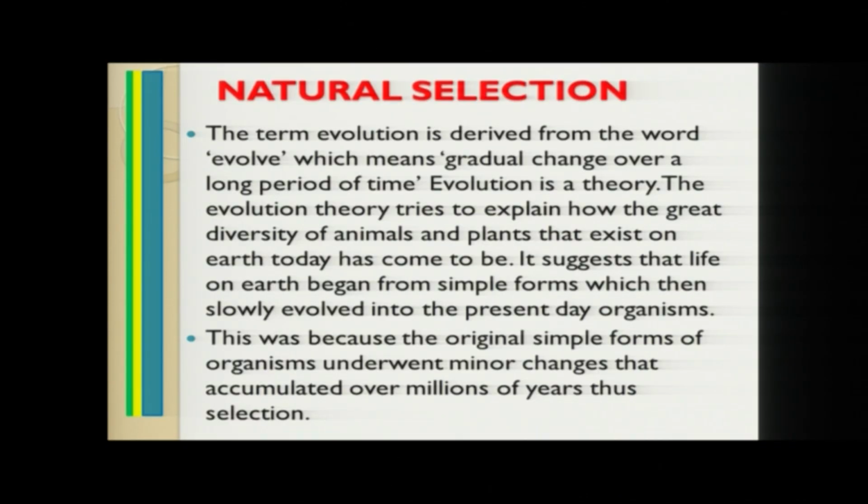So this was because the original simple forms of organisms underwent minor changes that accumulated over millions of years. Thus, that is referred to as selection, because there are some that were selected by the environment and some that were never selected by the environment. Those who were never selected by the environment die. But those who are selected by the environment are able to become a new individual, to prosper, and to reproduce.